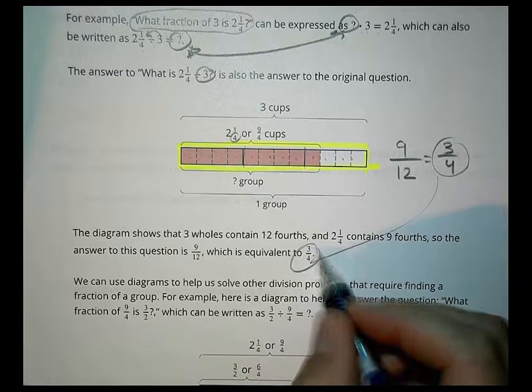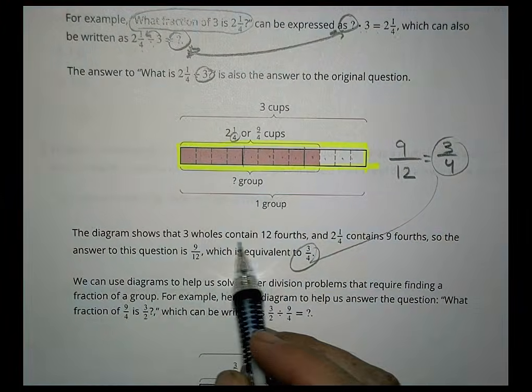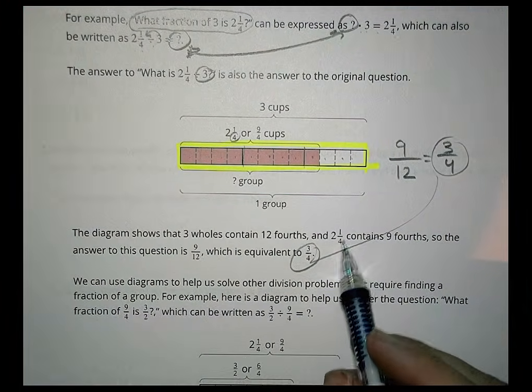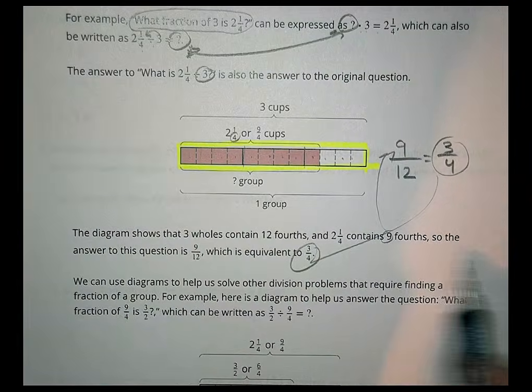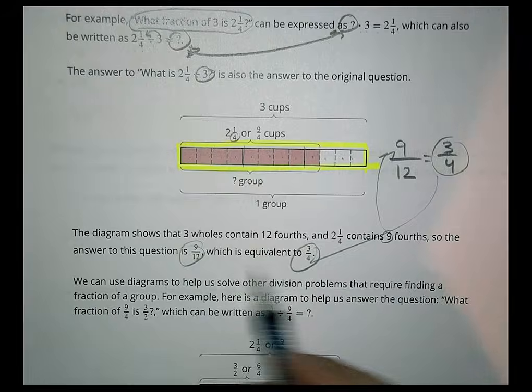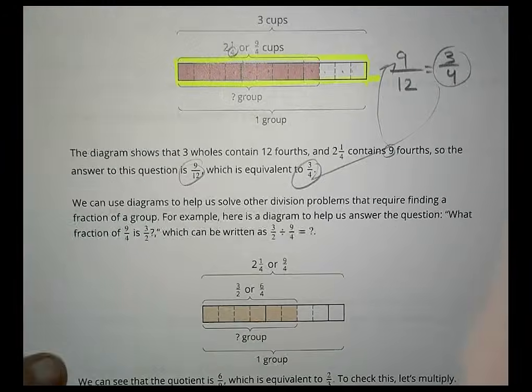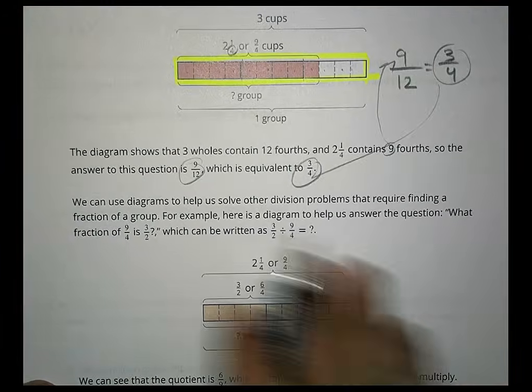The diagram shows 3 wholes contains 12 fours, and 2 1/4 contains 9 fours. That's where we got the 9 from. So the answer to the question is 9/12, which is 3/4. We can use diagrams to help us solve other division problems, and there's another example right there.